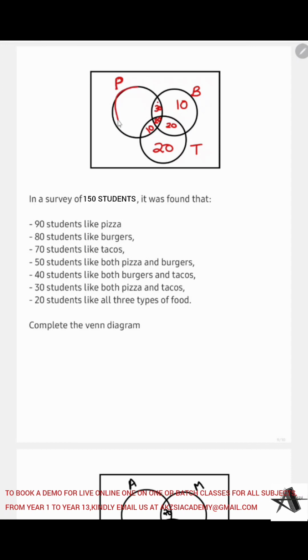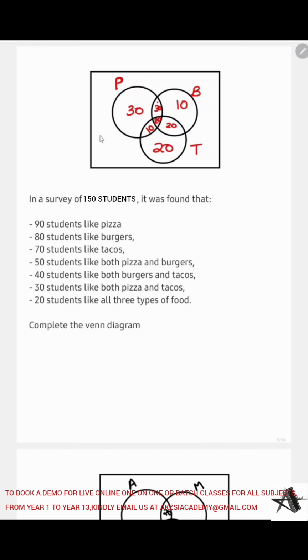This whole is 90. And we have already filled 30, 20, 10. So 90 minus 60. 30, 20 plus 10 is 60. So 90 minus 60 is 30. So 30 I will fill here.